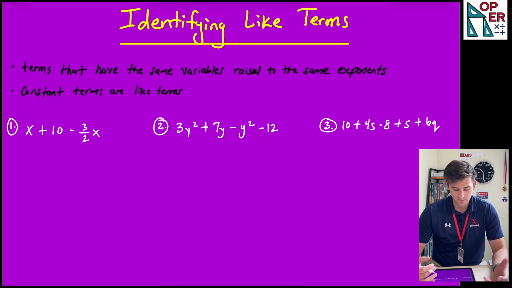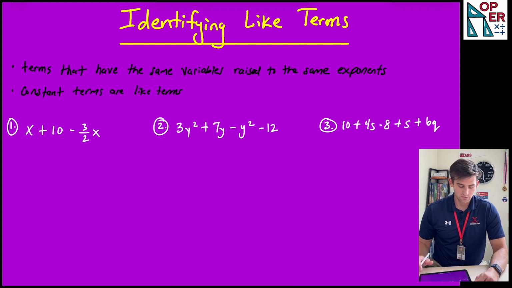Well, they are terms that have the same variables raised to the same exponents, or they are constant terms. Constant terms would just be numbers with no variable. They are like terms as well. So we have three examples with varying different terms that we can identify as either like or unlike.